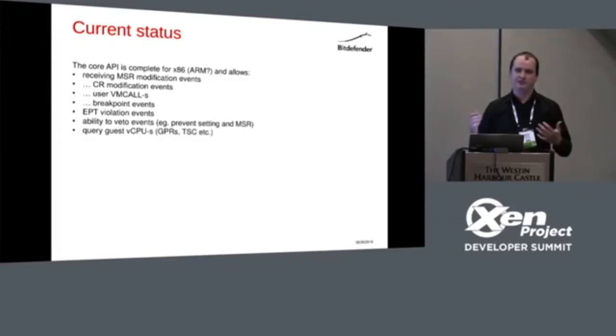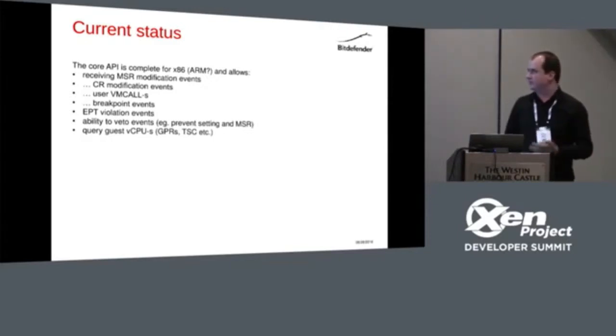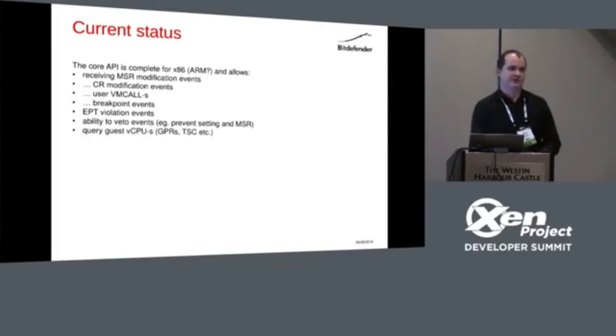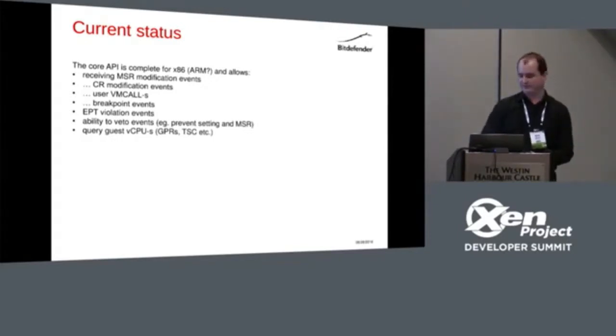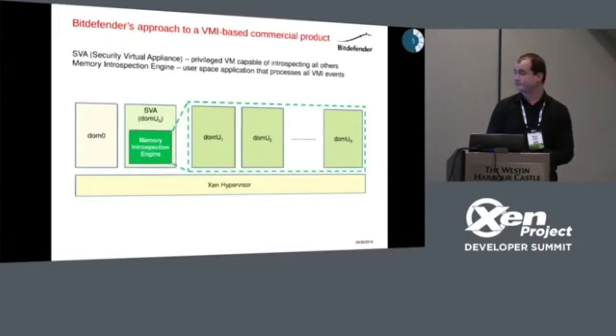So for example, if an introspected guest tries to change an MSR, the application doing the introspection using VMI can prevent that modification. And basic stuff like retrieving the register file, register set for vCPUs and TSC, and so on.